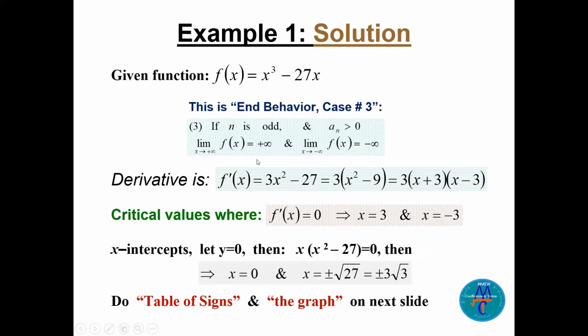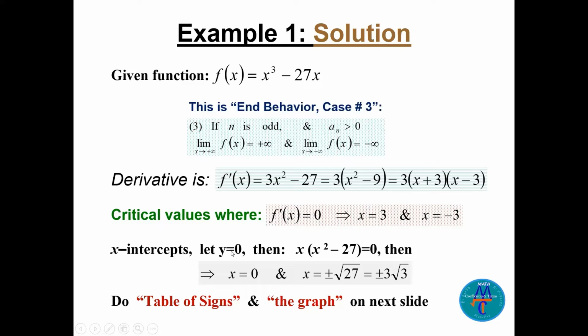Let's find the derivative. 3x squared minus 27. Take 3 as a common factor. So x squared minus 9, factor it. Difference between 2 squares, x plus 3, x minus 3. That's the derivative. Now put the derivative equal to 0. We find the critical values. x will be 3, and x will be minus 3.